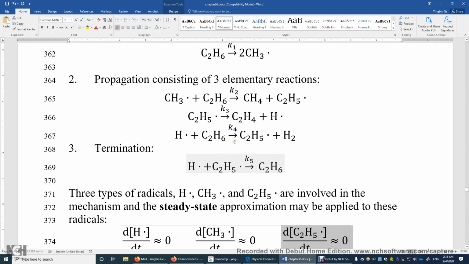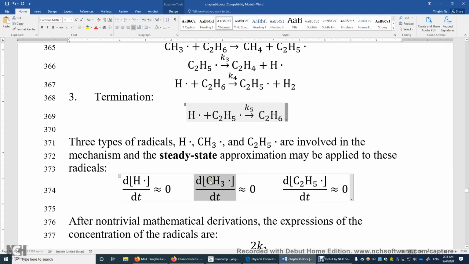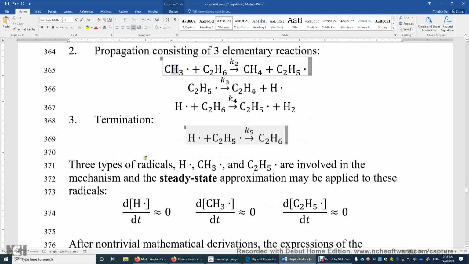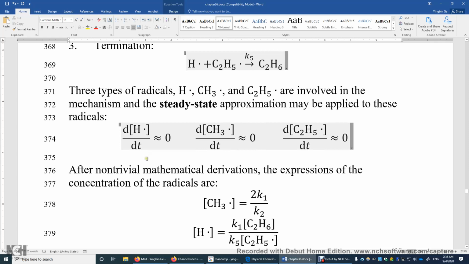For example, if we are looking at this differential equation, dCH3 over dt, we'll have to realize that this CH3 is produced in this reaction, it's consumed in this reaction. So in this case, the production rate of the methyl radical is K1 times the concentration of ethane times 2. The consumption rate of the CH3 is K2 times the concentration of ethane times the concentration of CH3 radical. And then we know 2 times K1 times ethane is equal to K2 times ethane times CH3 radical. So by doing so, we will be able to obtain the expression for this methyl radical right here.